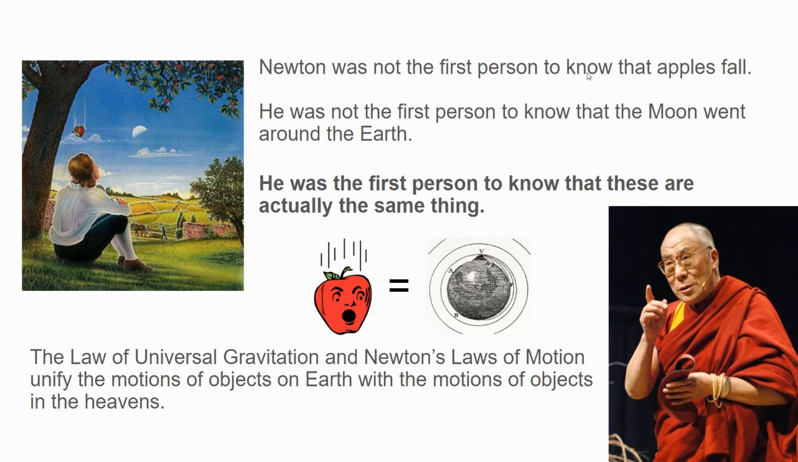The genius of Newton is realizing, no, they're all following the same rules. They're following the law of universal gravitation, and they're following Newton's laws of motion. And there's one set of rules that governs everything in the universe. And once you know that one set of rules, you start to see that there aren't completely different phenomena going on all over the world, all throughout the universe.